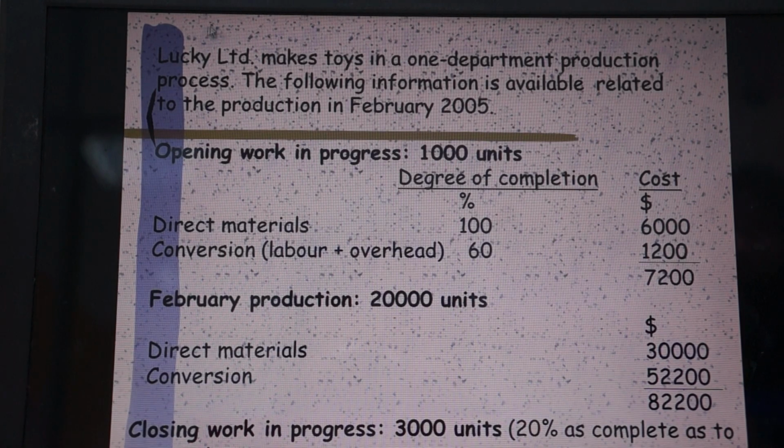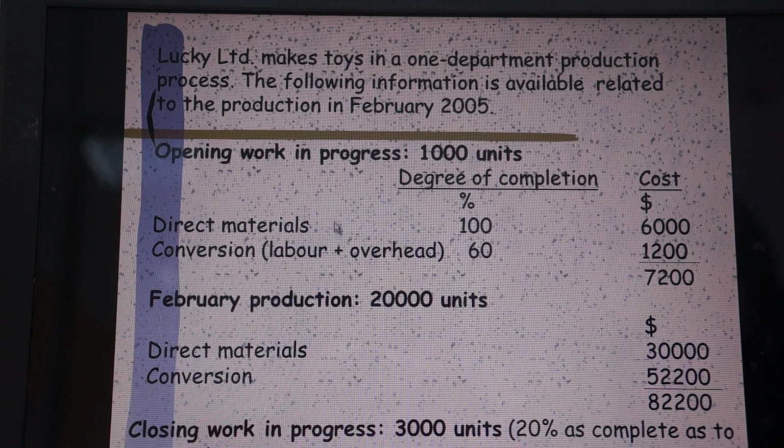This is example for the two methods of calculate the cost. Okay, Lucky Limited makes toys in a one department production process. The following information is available related to the production in February 2005. Okay, opening work in progress is 1,000 unit. The degree of completions for direct material is 100%. For the cost of 6,000, conversion cost, labor plus overheads.